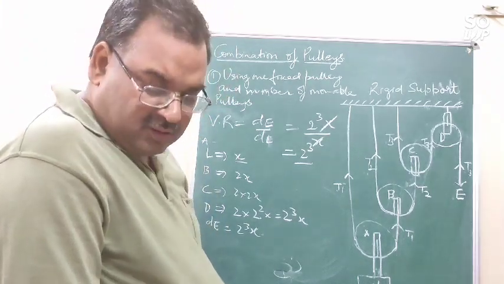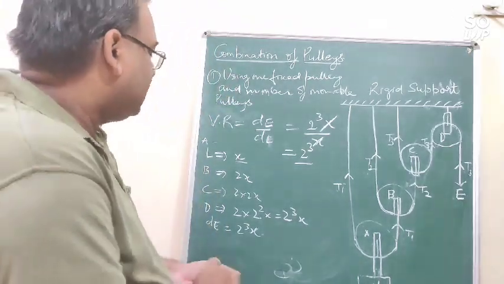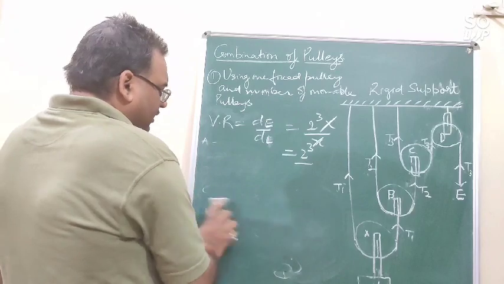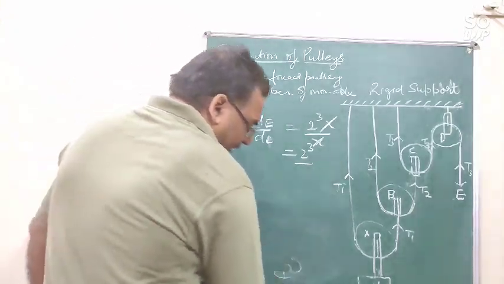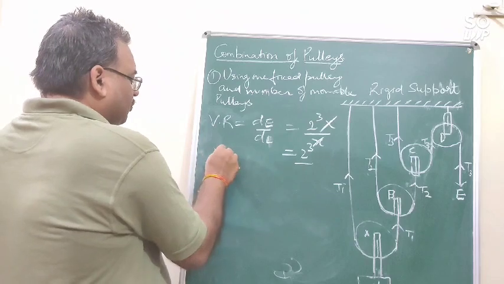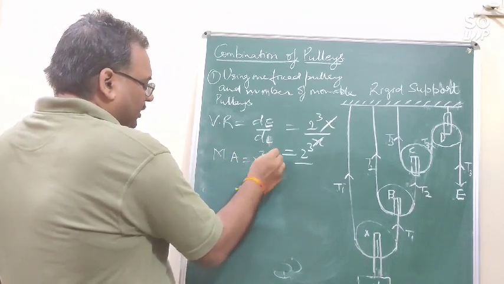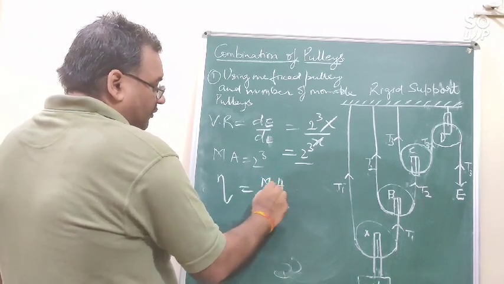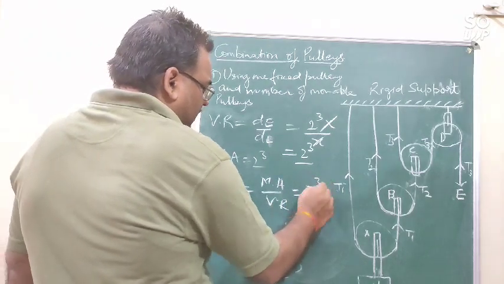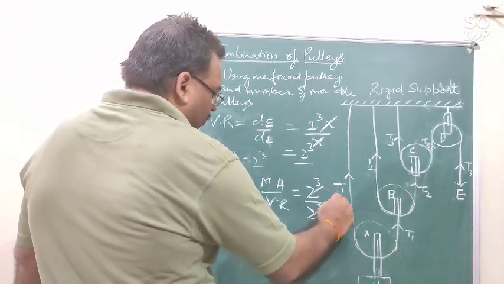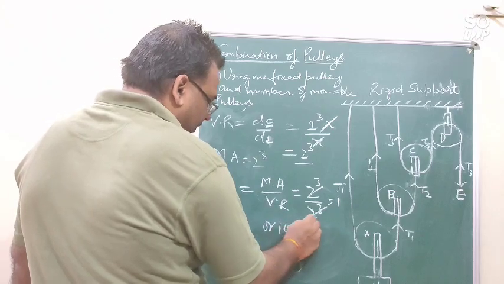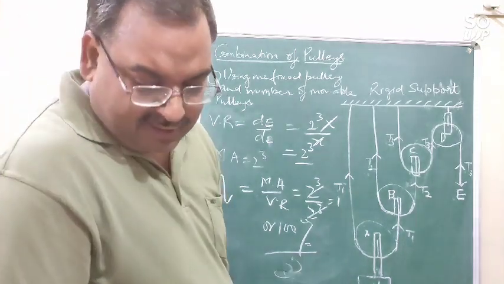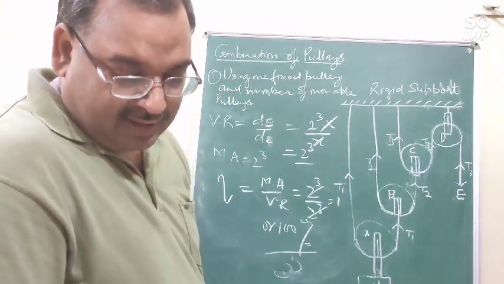Now next we talk about the efficiency. Efficiency is mechanical advantage upon velocity ratio. So the mechanical advantage of this combination is 2 raised to power 3. We write efficiency, mechanical advantage upon velocity ratio. This is 2 raised to power 3 upon 2 raised to power 3, equal to 1 or 100%. So the efficiency of this combination is again 100%. This is for ideal condition.